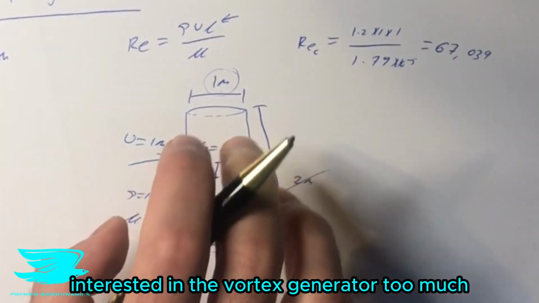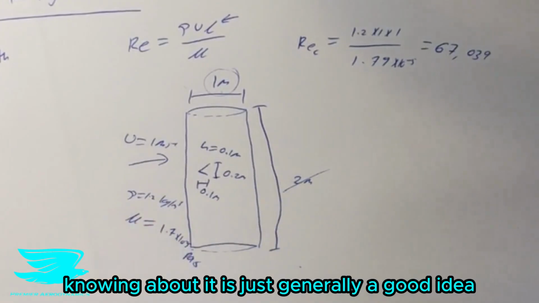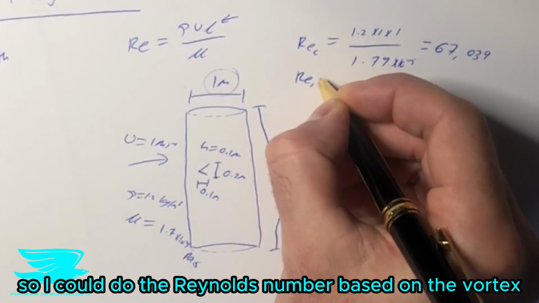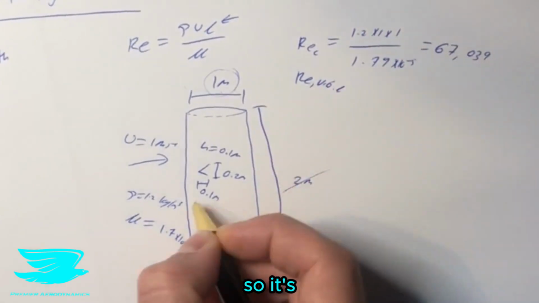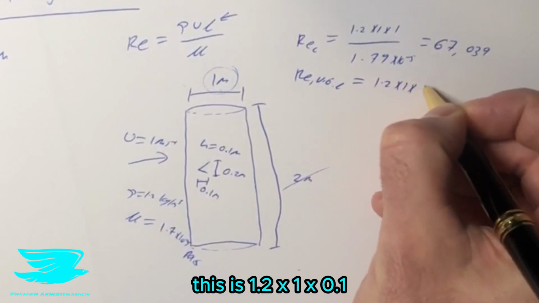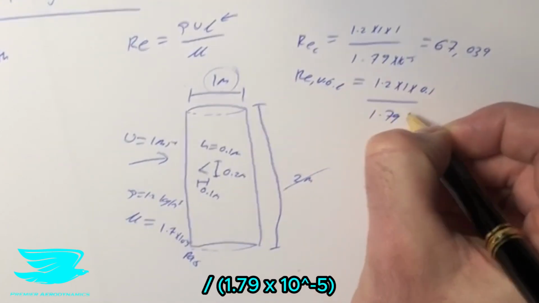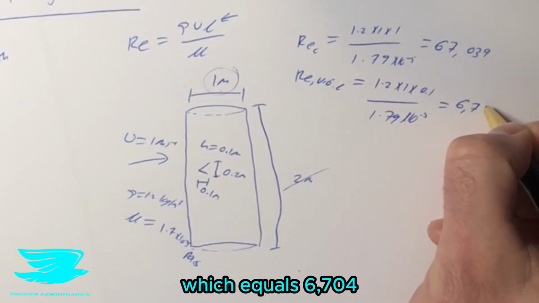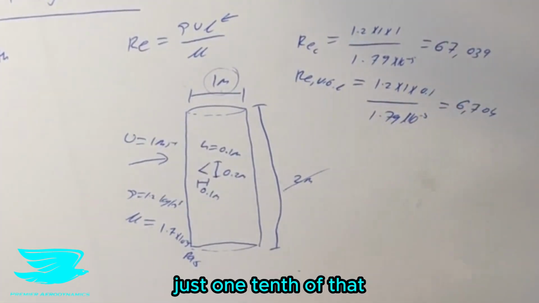So even if I'm not interested in the vortex generator too much, knowing about it is just generally a good idea. So I could do the Reynolds number based on the vortex generator's length. Let's say it's 0.1 meters here. So this is 1.2 times 1 times 0.1 divided by 1.79 times 10 to the minus 5, which equals 6,704, just a tenth of that.